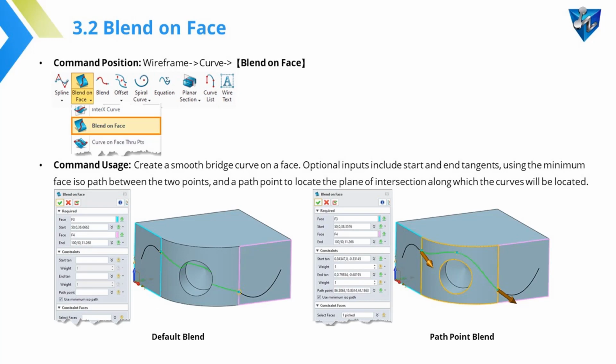This page is the introduction of the blend on face function. By using this function, you could create a smooth bridge curve on a face. Refer to the bottom left image of this slide. Moreover, we can also set start and end tangents, using the minimum face ISO path between the 2 points. Then, set a path point to locate the plane of intersection along which the curves will be located. Refer to the example on the bottom right.